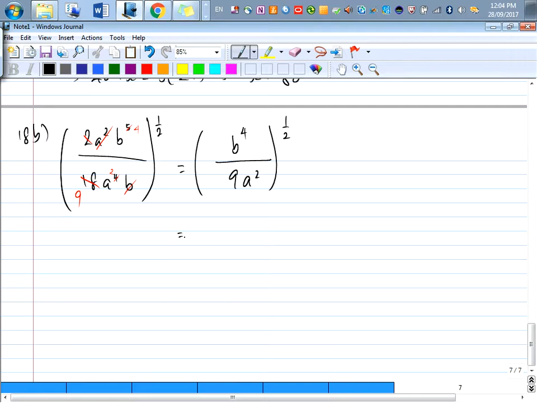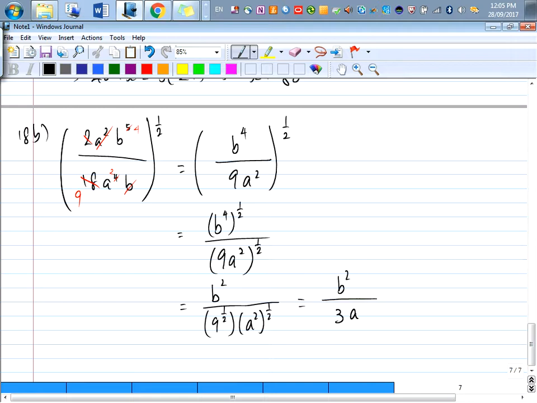So now I need to take square root. If you can skip a step, then you will just take b power 4 power half, which is b power 2, divided by 3a in the denominator. If you cannot, then it looks like this. B power 4, this is power half, divided by 9a squared, the whole thing, power half. This gives me b power 2, because 4 times half is 2. And over here I have 9 power half, a squared power half. This will be b squared over 3a. So if you can skip step, you can go from here all the way here.